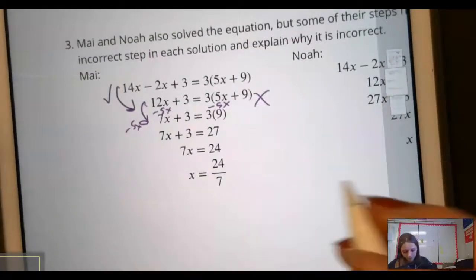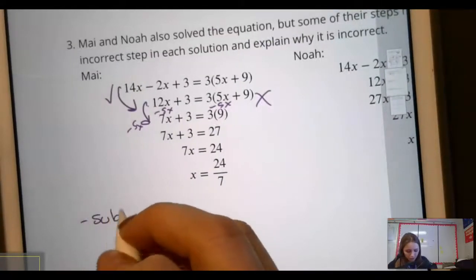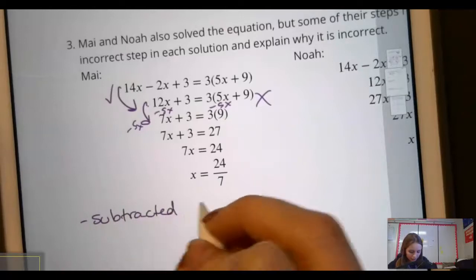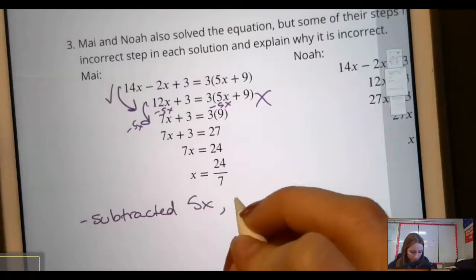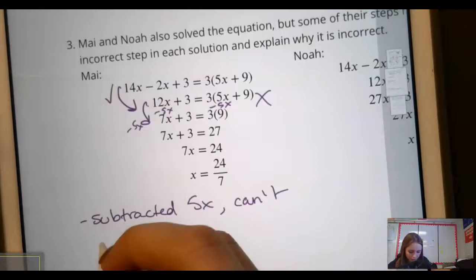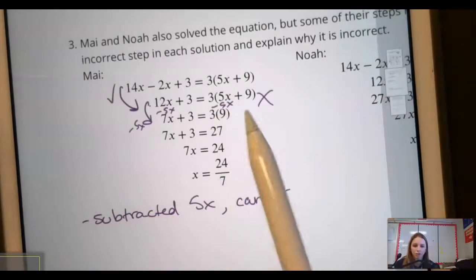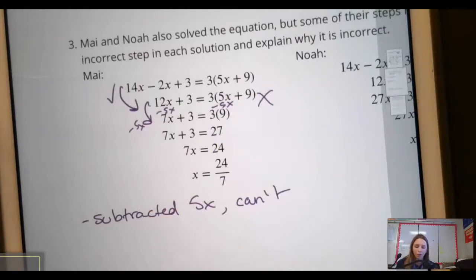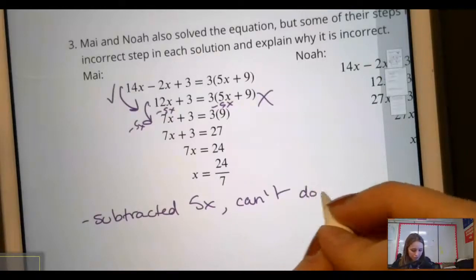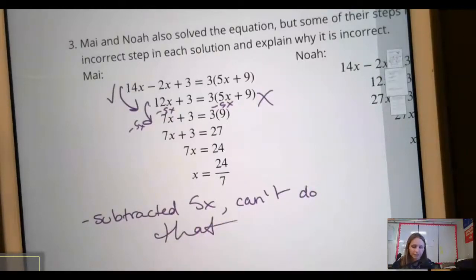They subtracted 5x, and they can't. The reason why we can't do that is because it's in the parentheses. So we need to solve and simplify what's in the parentheses first before we can change anything inside. I'm just going to write, can't do that, but what I just said out loud was why.